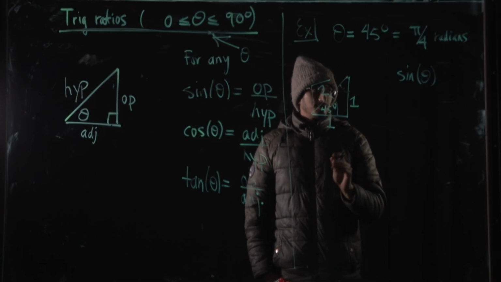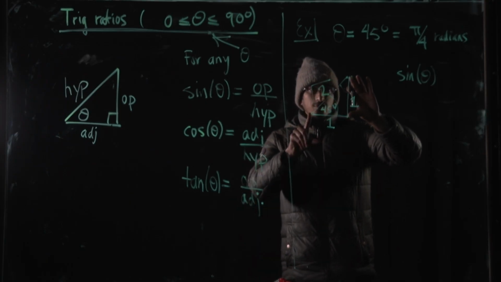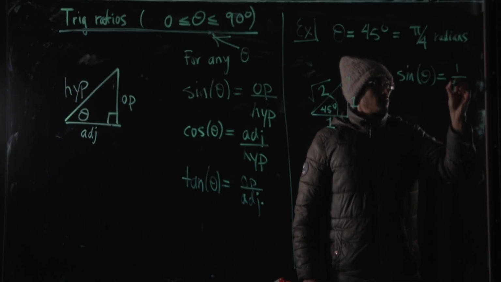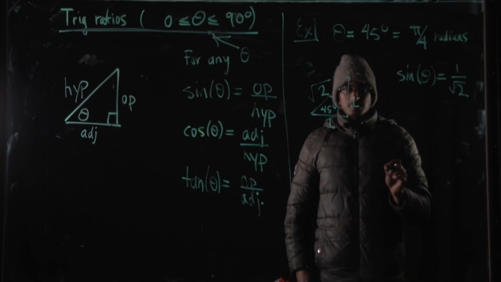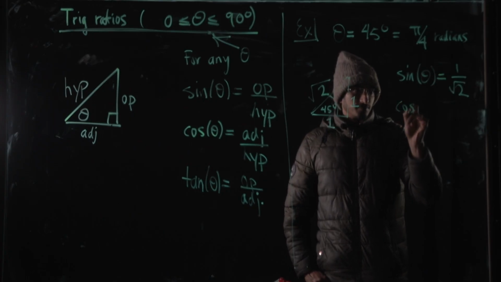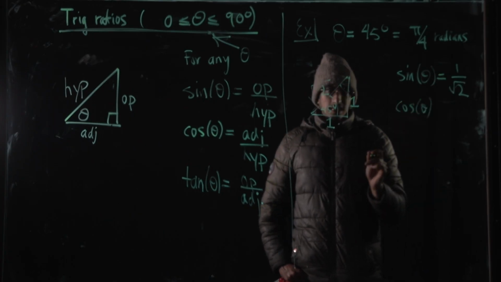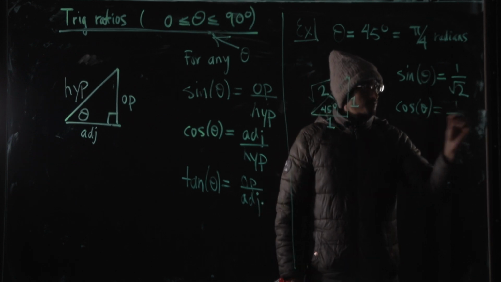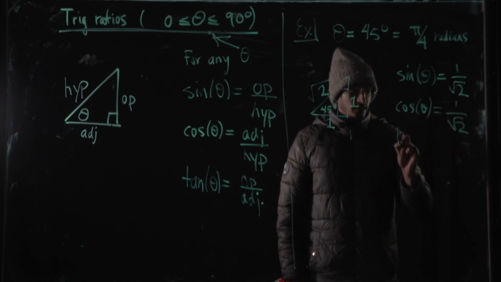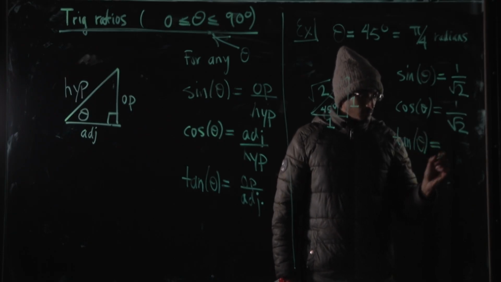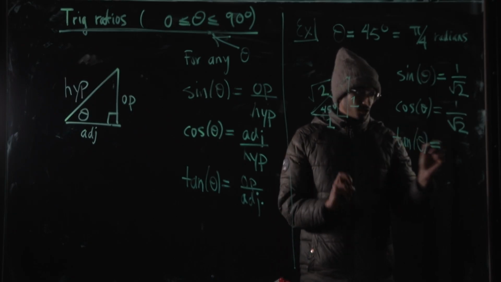So the sine of theta is going to be the opposite side over here divided by the hypotenuse. Similarly, the cosine of theta in this example will be the adjacent side divided by the hypotenuse. And the tangent of theta is going to be 1 divided by 1, which is 1.